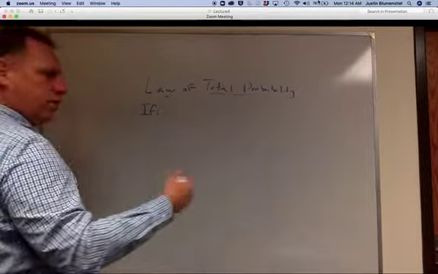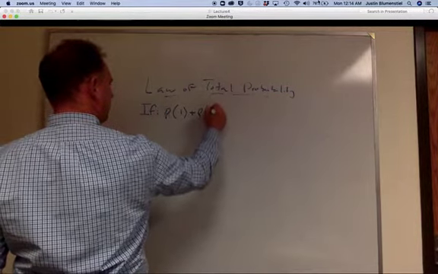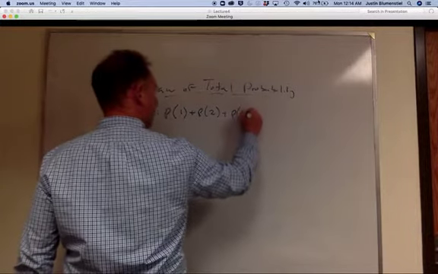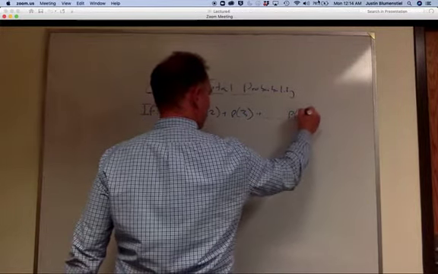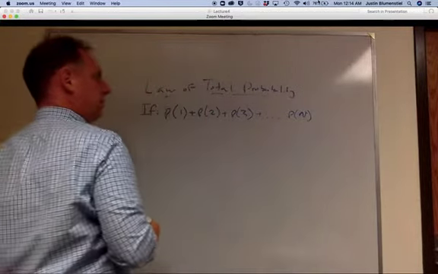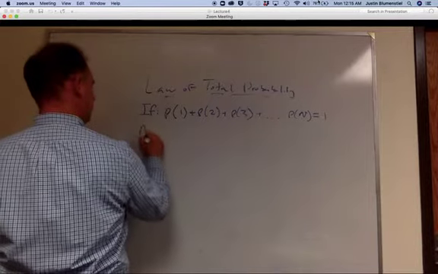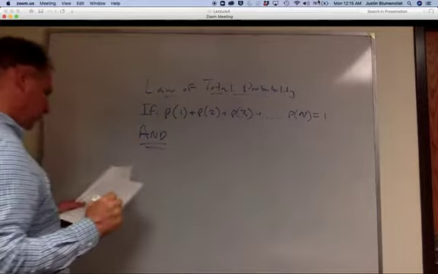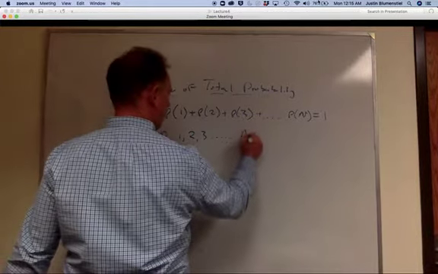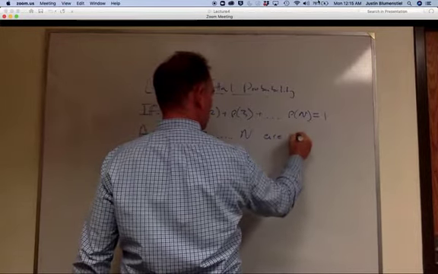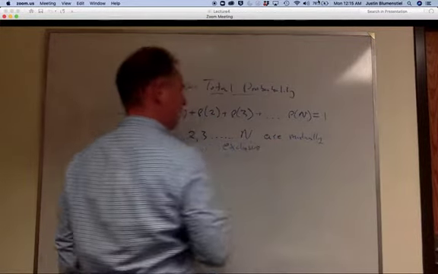We have a bunch of events, I'm going to just call them 1, 2, 3, 4, and so on and so forth. If the probability of event 1 plus the probability of event 2 plus the probability of event 3, dot, dot, dot, so it can be any number of possible events, so I'm going to say all the way up to n, if this equals 1, and events 1, 2, 3, dot dot dot n are mutually exclusive, all right, are mutually exclusive.